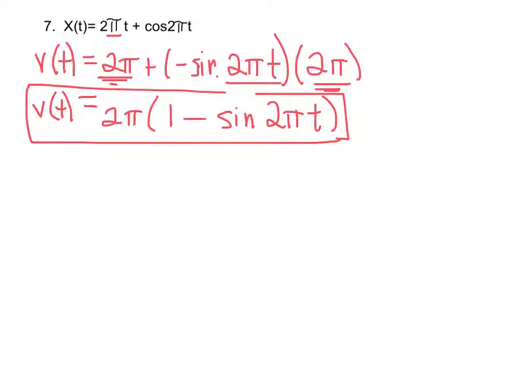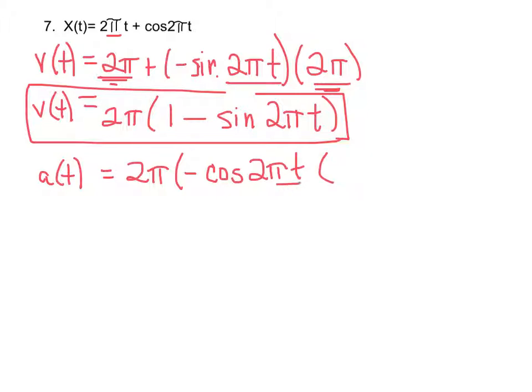All right, so for acceleration on part B, I'm going to take the derivative of that. I'm going to do product rule. So I'm going to take the first, which is the 2 pi, times the derivative of the second. Well, the derivative of 1 is obviously 0. The derivative of negative sine would be negative cosine of 2 pi t.